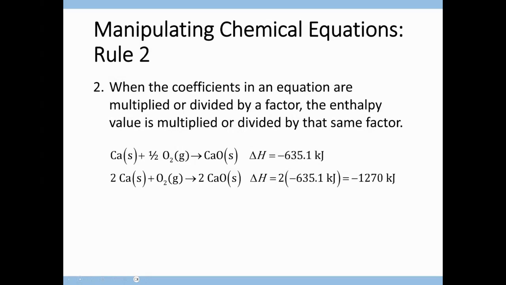Another rule, when the coefficients are multiplied or divided by a factor, so we'll have to do this in some cases, then the enthalpy value is multiplied or divided by that same factor. So here's an example. This first reaction, we have calcium as a solid reacting with, let's say if we have 1 mole of calcium, then half a mole of O2 gas produces calcium oxide. If we then multiply all coefficients by 2, we have 2 moles of calcium, 1 mole of oxygen producing 2 moles of calcium oxide. Then the enthalpy change in this reaction is 2 times the enthalpy change of the original reaction, so this value here. So any coefficients that go for multiplying or dividing, you multiply and divide the enthalpy value by the same factor.